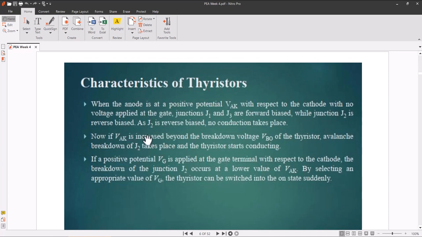Now if VAK is increased beyond the breakdown voltage of the thyristor, avalanche breakdown of J2 takes place and the thyristor starts conducting. If a positive potential Vg is applied at the gate terminal with respect to the cathode, the breakdown of the junction J2 occurs at a lower value of VAK. So by selecting an appropriate value of Vg, the thyristor can be switched into the on state suddenly.